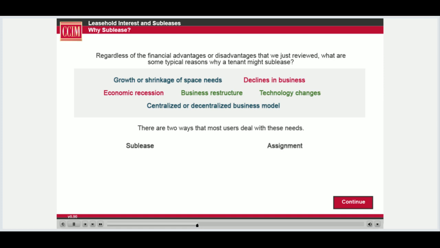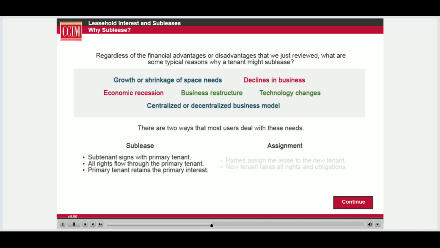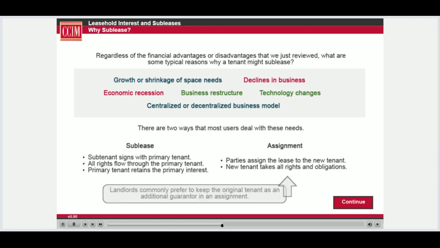In a sublease, the subtenant signs an agreement with the primary tenant, and any and all rights of the subtenant flow through the primary tenant. The subtenant does not necessarily obtain or exercise all the rights the primary tenant has, and the subtenant is in a subordinate position with respect to the lease or leasehold interest. In an assignment, the parties, landlord and primary tenant, assign the lease and all rights and obligations to the assignee. Therefore, the assignee obtains all the rights and obligations that the primary tenant had. In most cases, the landlord will want to retain the primary tenant as an added guarantor to the assignment.